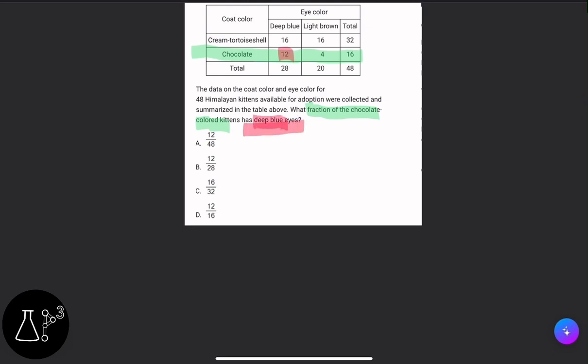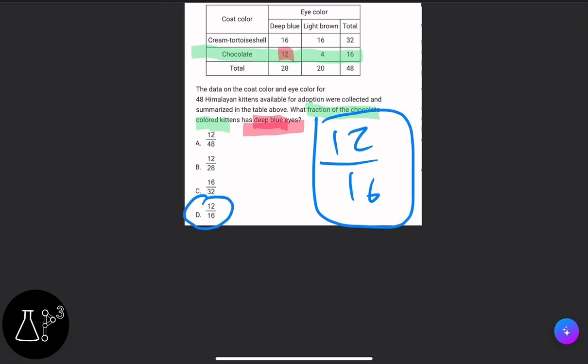It's 12. So all we have to do is realize that when it says what fraction of chocolate, or what fraction of XYZ, it's just that portion that they're asking you for. And then you've got to look for the other thing that they're asking you for as well, which is the deep blue eyes. So it'll be 12. Oh, I don't know why it's in highlighter. So it'll be 12 over 16. Now, this is an easy question, but in this video, we're going to go over harder questions that show the same concept, but in a more complex structure.